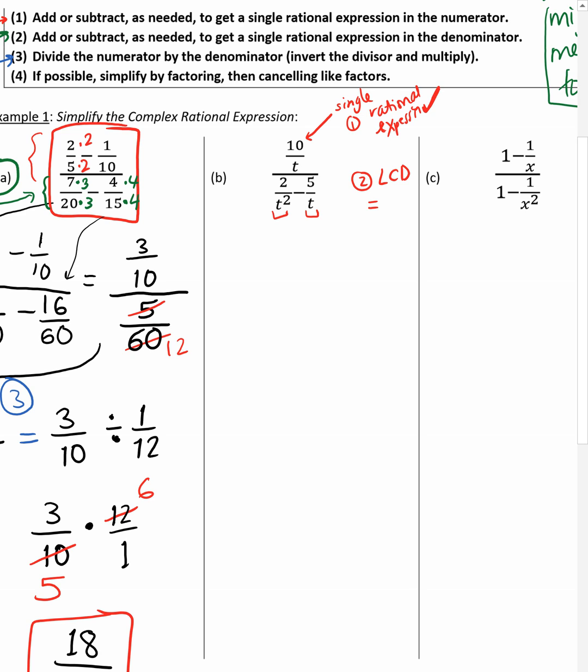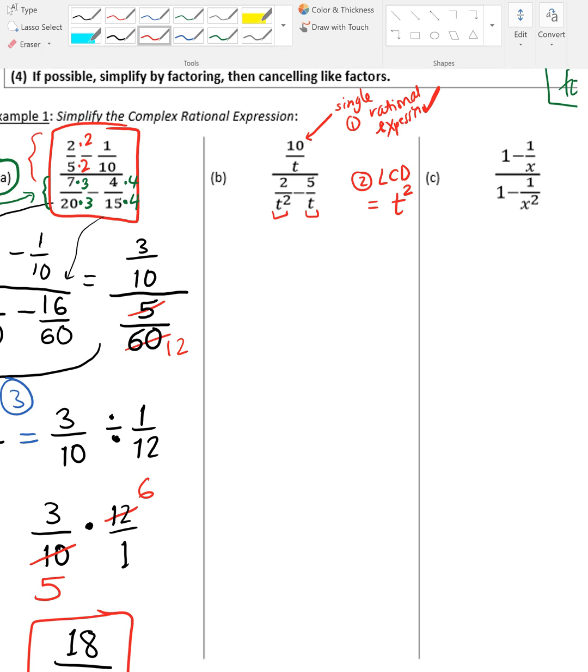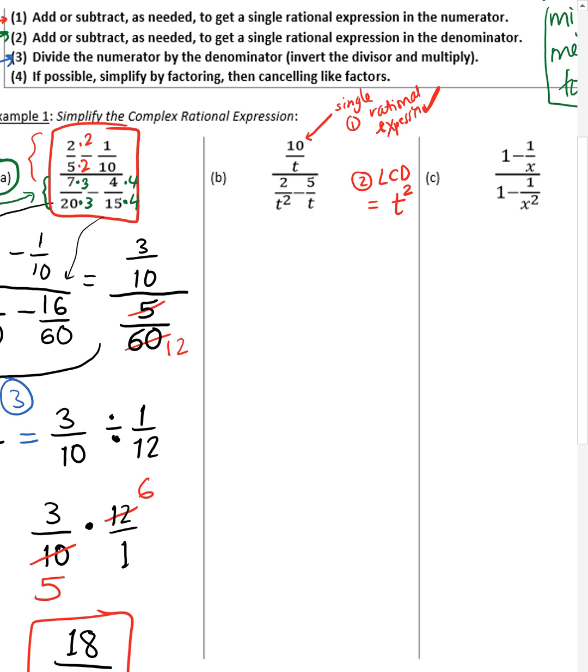Well, looking at their denominators, there's a t and a t squared. Now remember, when we calculate the LCD, you want to make sure you have any factor which either of them have, a t to some power, but you want to have that factor the most number of times you see it. So since one denominator has 2 t's and the other one has 1, I want to take the most I see, which is 2.